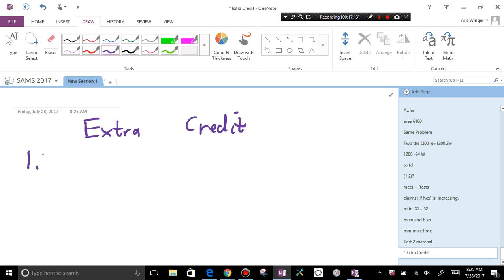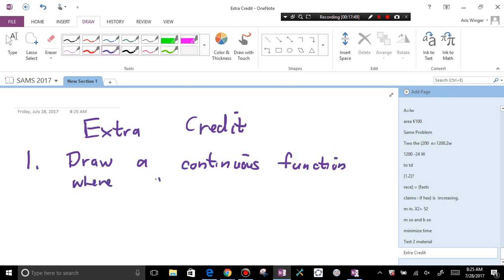Was it the one where, if f of a... So there's something about the mean value theorem. The real question is: show why differentiability is necessary for the mean value theorem. Why do you need it to be differentiable? The way I had phrased it was: draw a continuous function where f of a was equal to f of b, yet f prime of c was never 0 for any c.